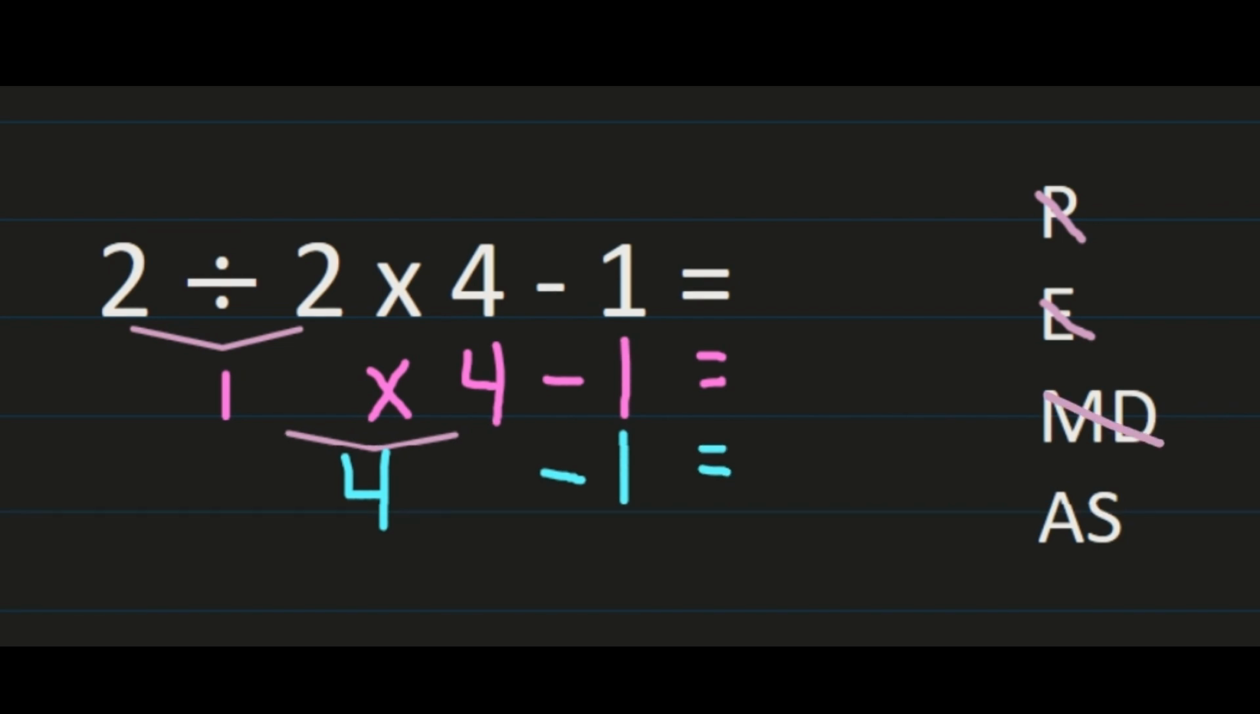I don't have any multiplication and division, which means I'm on addition and subtraction. But again, I only have one step here. I have 4 minus 1. So that's what you have to do. That's all you have left. 4 minus 1 is 3.